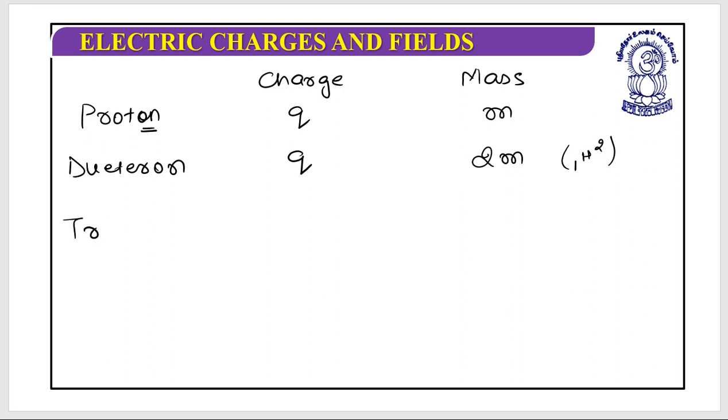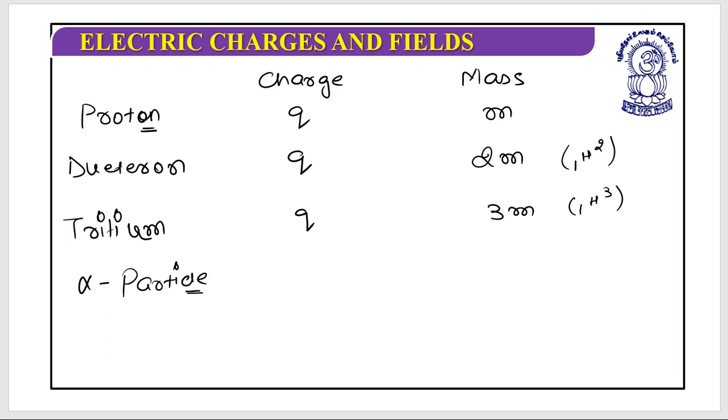One more, it's tritium. Its charge would be Q and its mass would be 3m. You might recall this as 1H3. And the alpha particle, or helium nucleus, its charge would be twice Q and its mass would be 4m.